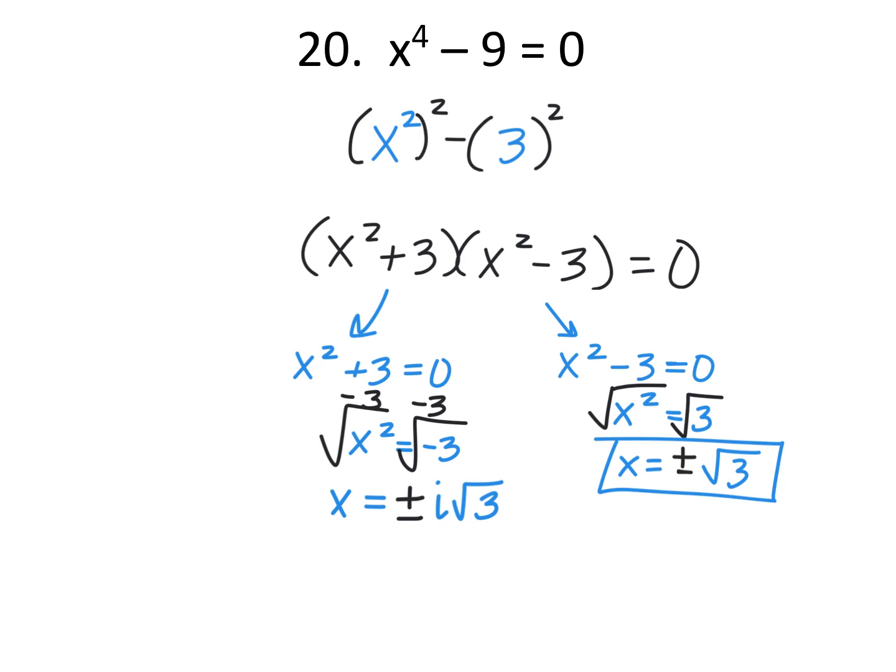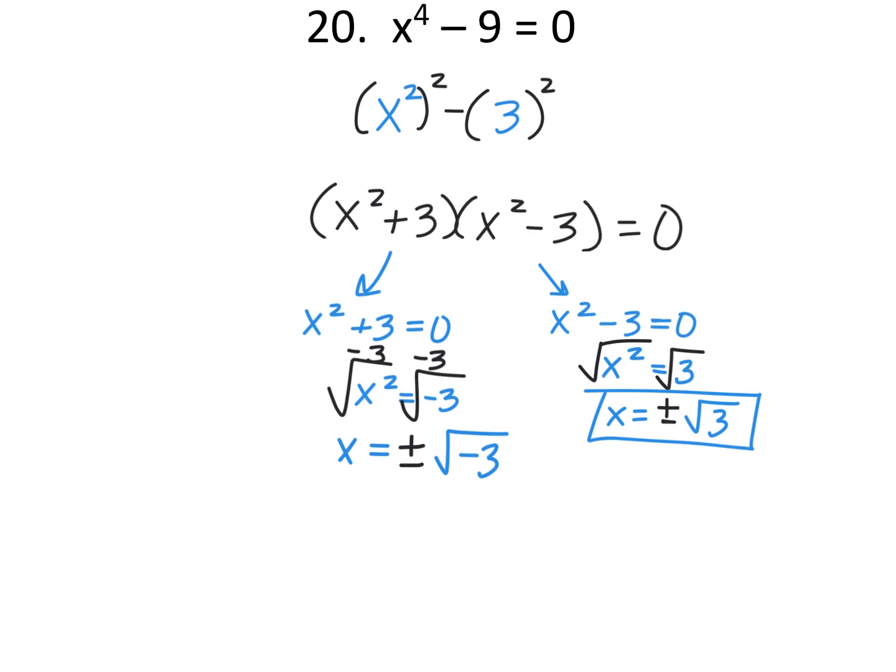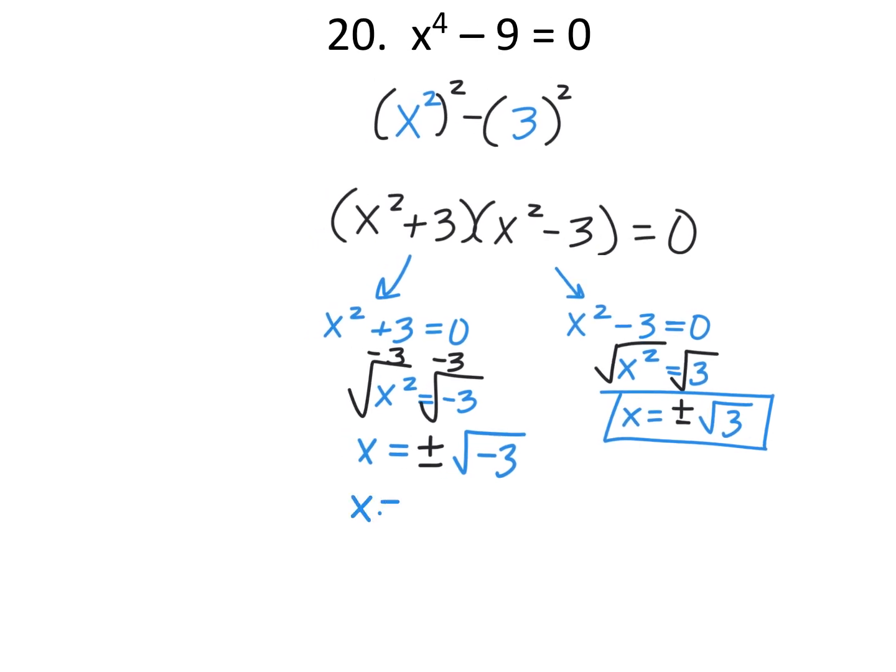I might write another step in between just so you see it. Plus or minus square root of negative 3. Because there's a negative, the square root of negative 1, remember, is i, so you write it as plus or minus i root 3. Okay, so this one has 4 answers. 2 real solutions, positive square root of 3, negative square root of 3, and then 2 non-real or imaginary, positive i root 3, negative i root 3.